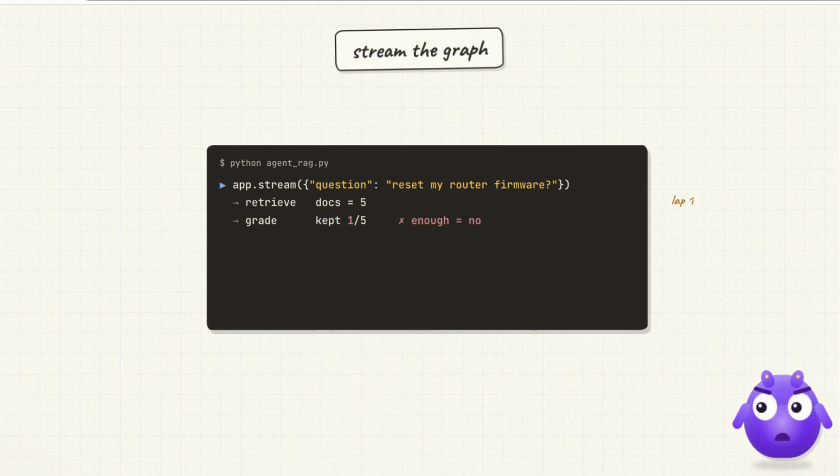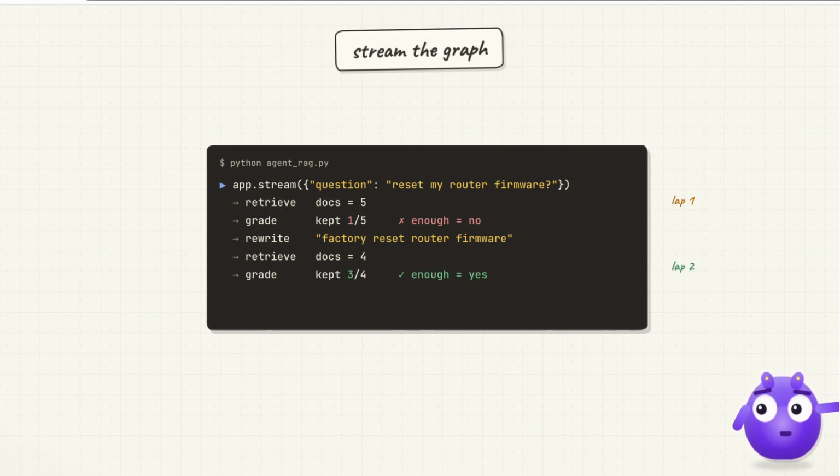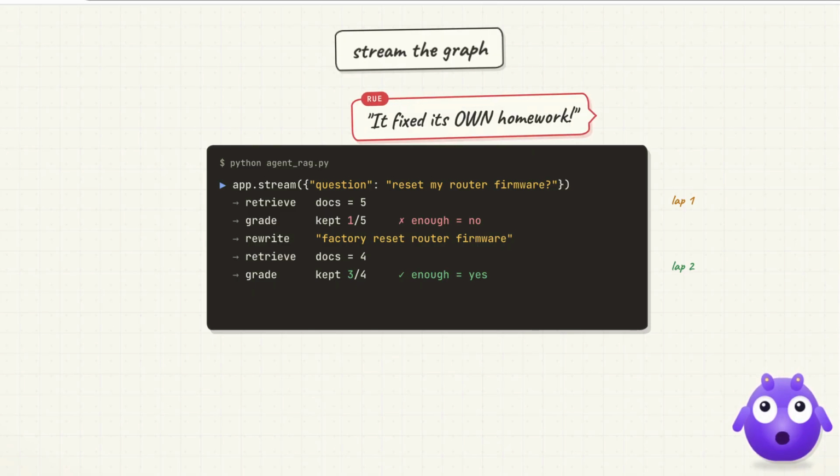Now let's stream it and watch the nodes fire in real time. Retrieve pulls 5 documents. Grade keeps just one. The gate checks. Enough equals no, not yet. So the graph doesn't stop. It routes to rewrite, sharpens the query, and loops straight back to retrieve. 4 fresh documents. Grade keeps 3, and this time enough equals yes.